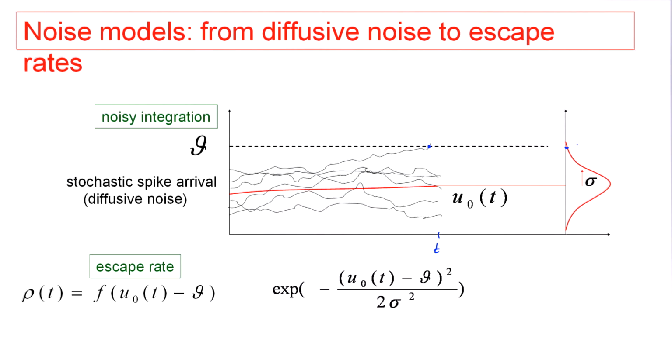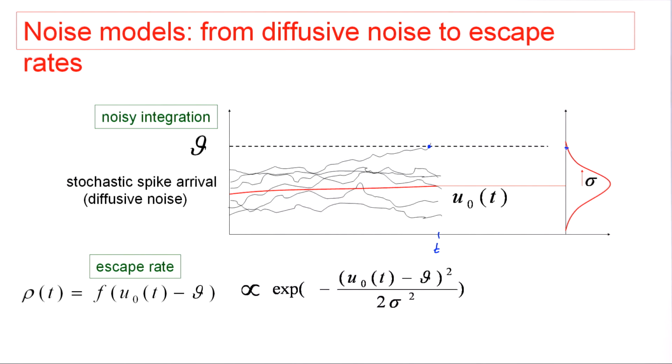So why not write down an escape rate where we say the distribution is a Gaussian and the rate of crossing the threshold is proportional to the density at threshold. So we compare the value at threshold with U0, that's this difference, normalized by the width of the distribution. That would give this density.